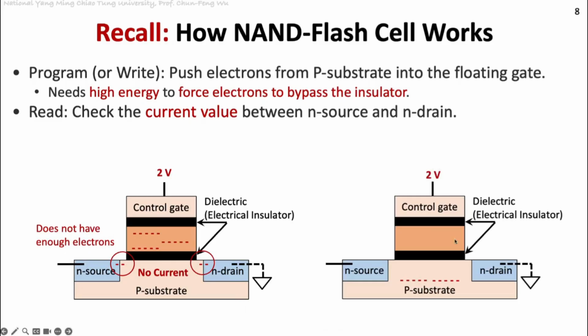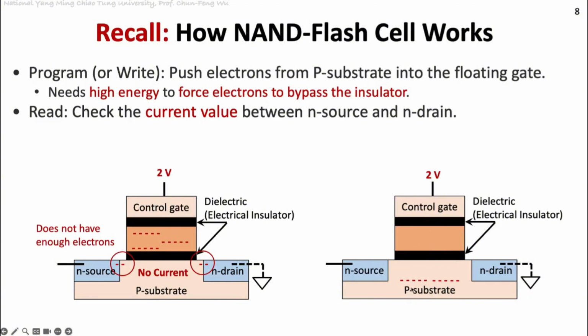Okay, but actually this cell hasn't been programmed before. So when you use 2 volt, you can make a few more electrons be excited. Even though they are using the same 2 volt, on the right-hand side there are no electrons in the floating gate. It means the NAND flash controller didn't program this cell before.